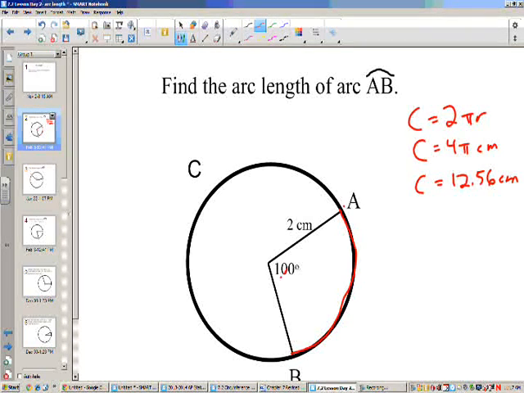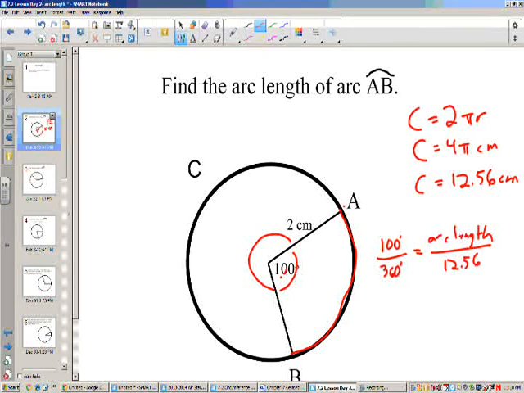Now, this is a proportion of the whole circle. This is 100 out of 360 total degrees. So we can make a proportion: 100 degrees out of 360 degrees is equal to the arc length over 12.56. Now, if we want to solve this, we can multiply both sides by 12.56, and so then we have 12.56 times 100 divided by 360.